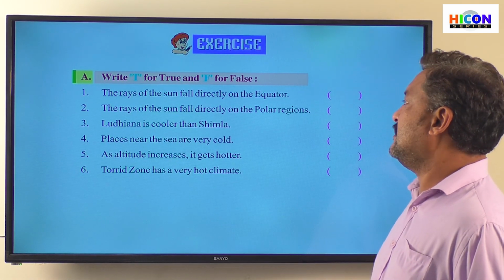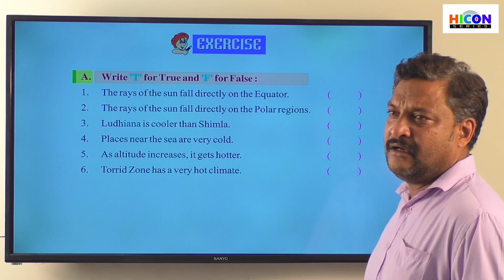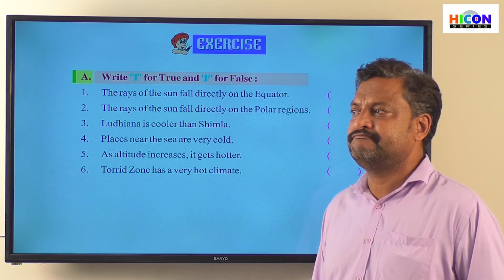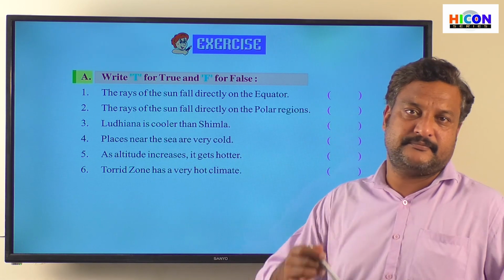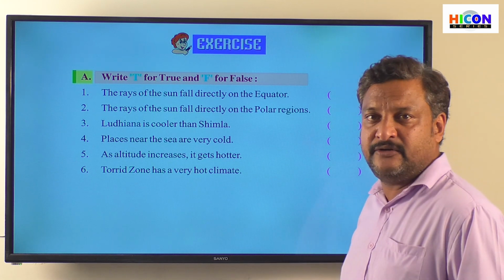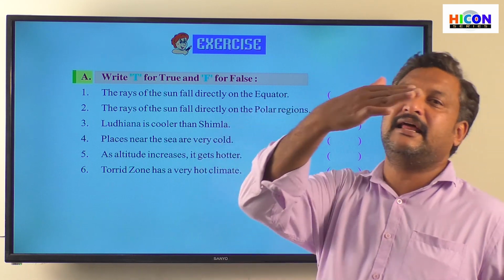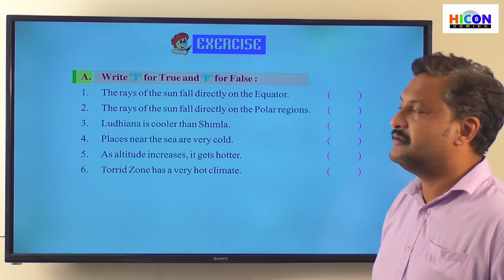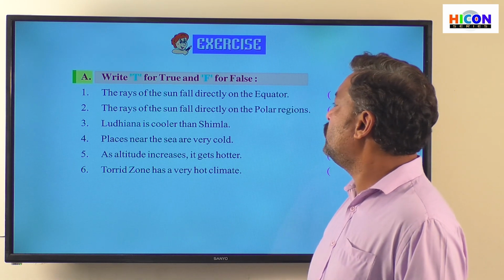The rays of the sun fall directly on the polar region. Do the sun rays fall directly on the polar region? No, isn't it? Yes, it's slanting. Yes, the sunlight or the sun rays, when they fall on the polar region, they are more slanting than the straight ones that are received on the equator. Ludhiana is cooler than Shimla.